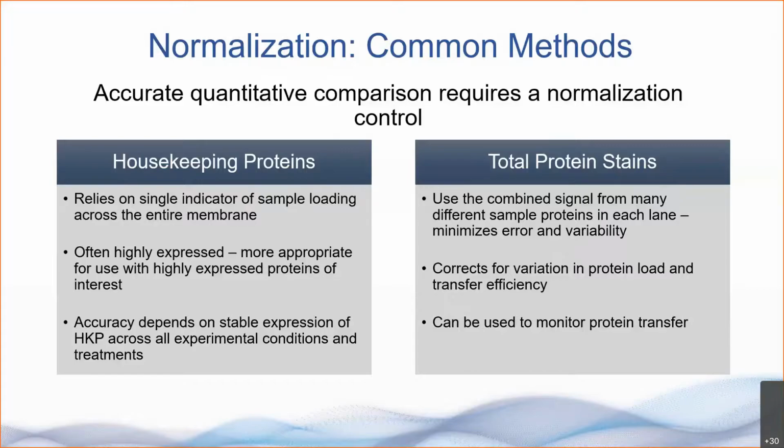Okay. So now, the total protein stains. For that, we can use a combination of different proteins that are found in each and every lane, which minimizes the amount of error and variability from lane to lane. So it will correct more for protein loading and transfer inefficiencies. And we can check and monitor our protein transfer. As soon as we are finished with our transfer, we can go ahead and stain, and take a look at the proteins before we move on to the other steps and continue on with the Western blotting. Okay.